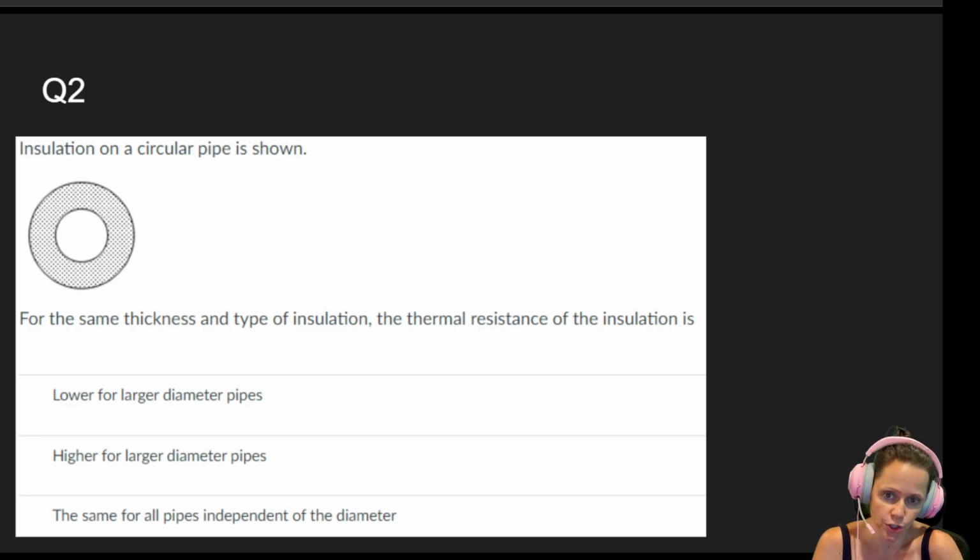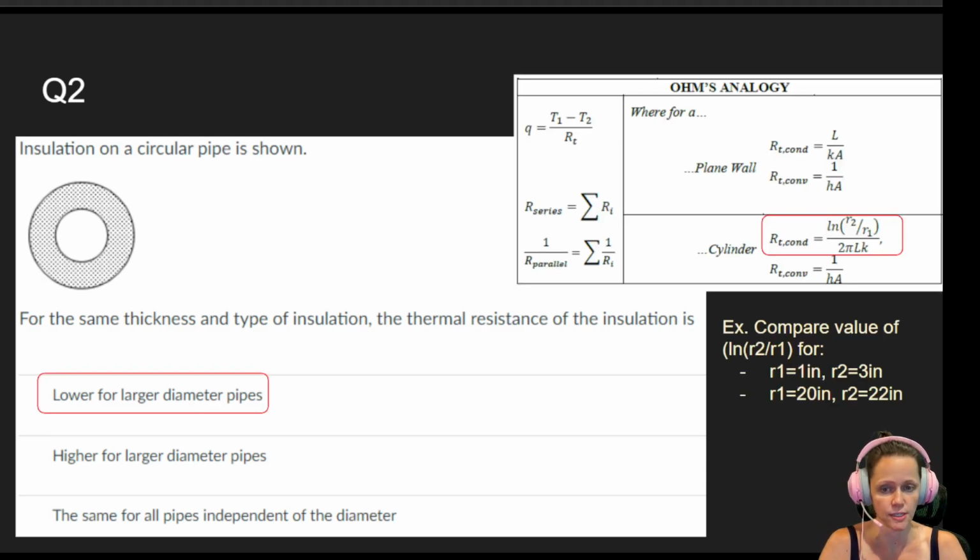Insulation on a circular pipe is shown for the same thickness and type of insulation. The thermal resistance of the insulation is, and the answer is lower for larger diameter pipes. Oh my goodness, lower for larger diameter pipes. And so if you look at that equation for thermal resistance to conduction in a cylinder, and you look at the natural log of R2 over R1. So just take a pipe with a thickness of 2 inches. If you compare the value of that natural log R2 over R1 for something that is 2 inches thick, but one has an outer diameter of 3 inches versus 22 inches, then you'll prove that to yourself.